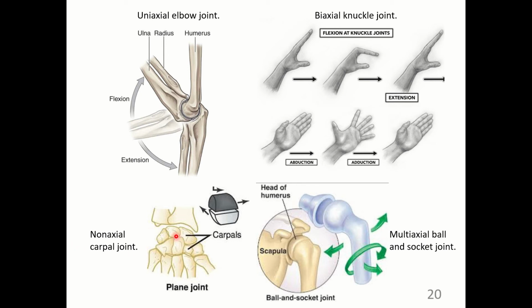Then we see the carpals. These are our non-axial joints, and they don't move in any plane. They just kind of wiggle as you wiggle your wrist and wave. The axial part is referring to the axis of our body, because the planes, if you recall, are dividing our body into halves along that central axis.